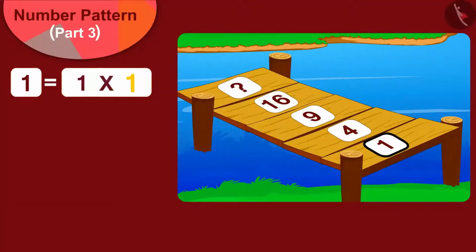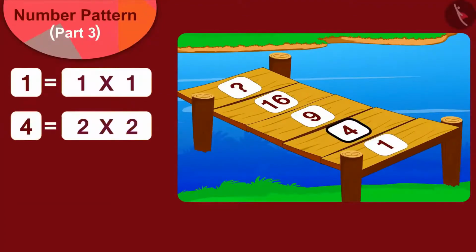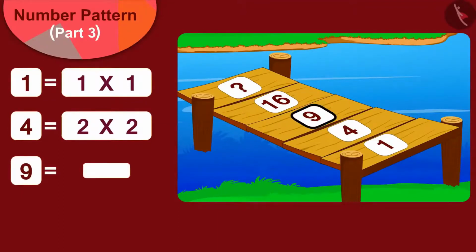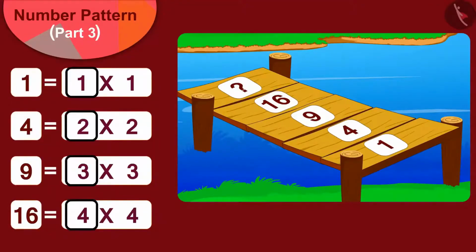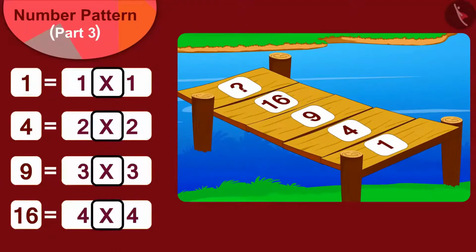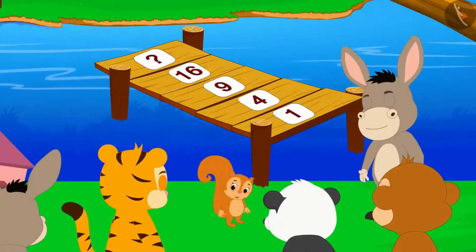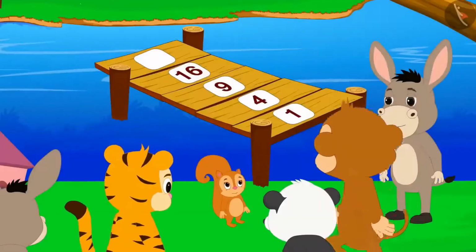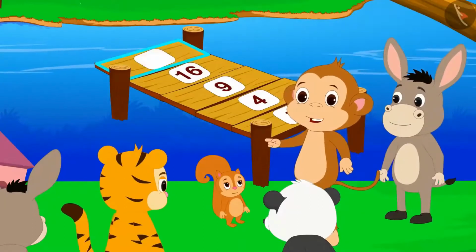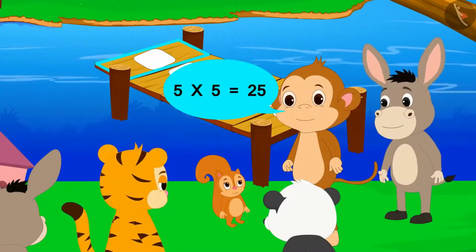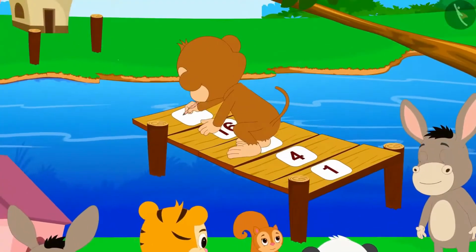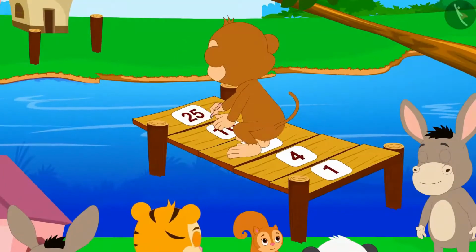We can write 1 as 1 times 1. We can write 4 as 2 times 2. 9 as 3 times 3 and 16 can be written as 4 times 4. This means that the number written on the plank can be found by multiplying the number of the plank by itself, Chanda excitedly told the villagers. That would mean the number written on this fifth plank would be 5 times 5, 25. Saying this, Babban immediately wrote 25 on the fifth plank.